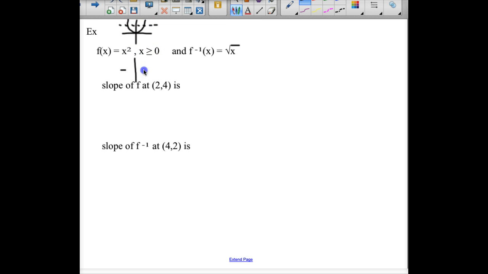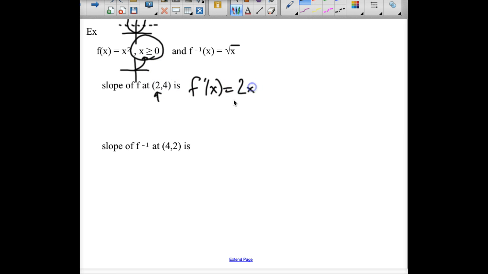So if we just look at the part of x squared that is greater than or equal to 0, then it is increasing everywhere. So this part does have an inverse. So you can restrict the domain of functions to make them 1 to 1 or strictly monotonic, and then you can find its inverse. And the inverse would be the square root of x. So what we need to do is find the slope of f at (2, 4). So take the derivative of that. Notice that the point (2, 4) is in the part of the domain that we are including.